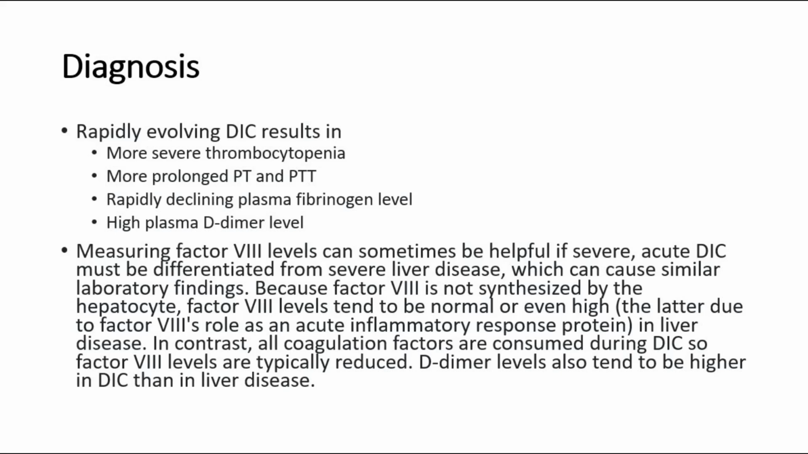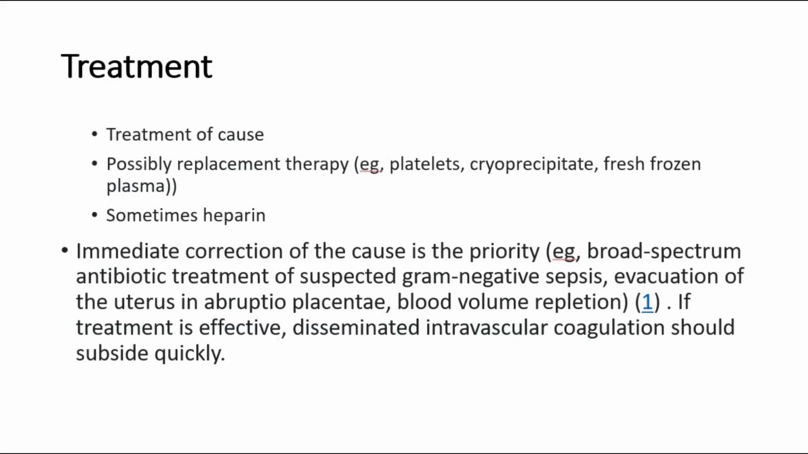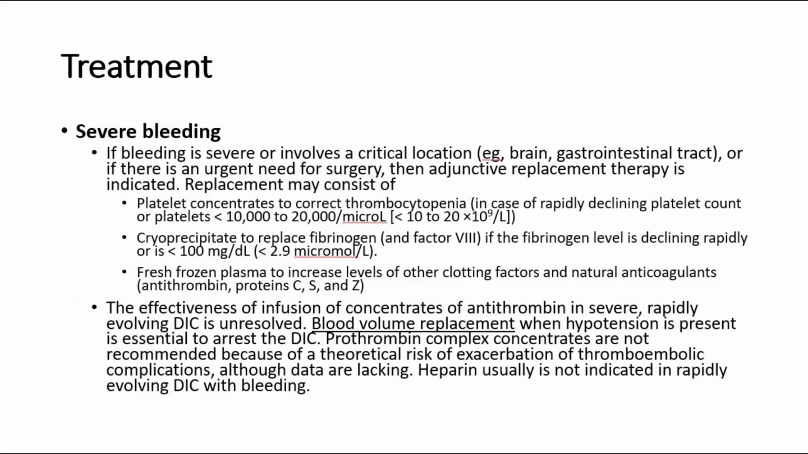For treatment, treat the cause, with replacement therapy such as platelets, cryoprecipitate, or FFP. Antibiotic treatment of suspected gram-negative sepsis. Evacuation of uterus in abruptio placenta. Blood volume repletion in bleeding cases. In cases of severe bleeding, surgery may be indicated, together with replacement of platelet concentrates to correct thrombocytopenia, cryoprecipitate to replace fibrinogen, and FFP to increase levels of clotting factors and natural anticoagulants. Blood volume repletion if there is hypotension.